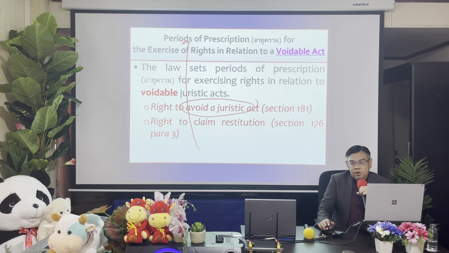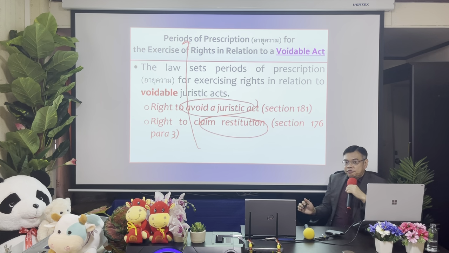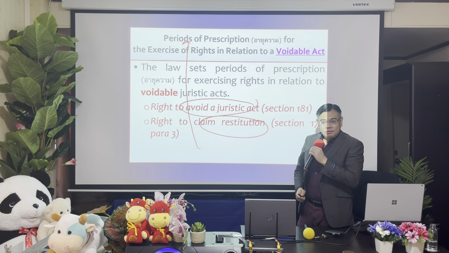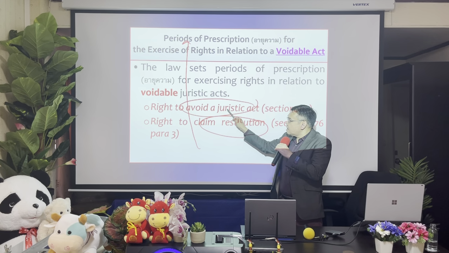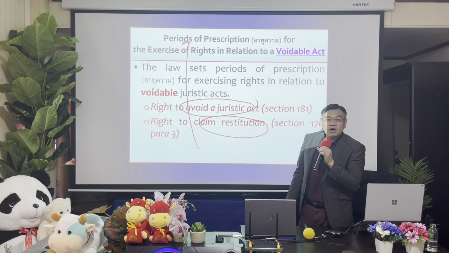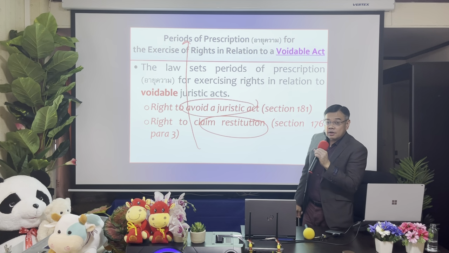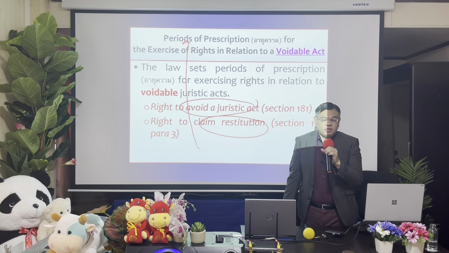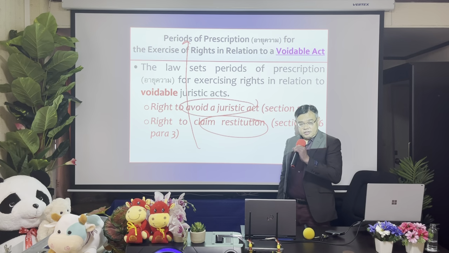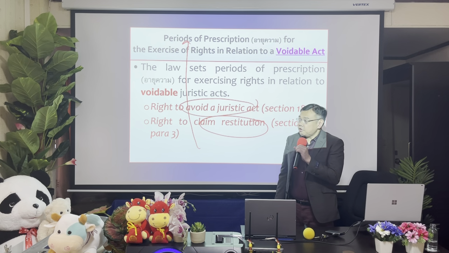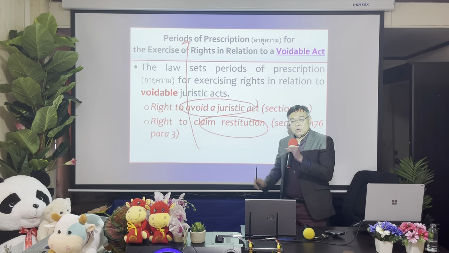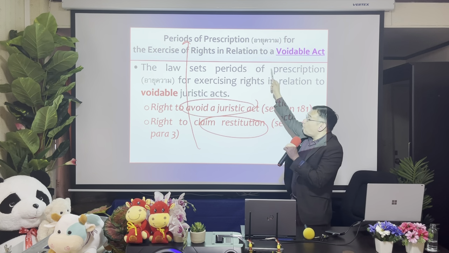the law also prescribes a period of prescription for claiming restitution. So there are two rights concerned in relation to a voidable act. The first right is the right to avoid the juristic act which is voidable. The second one is the right to claim restitution in the case of a voidable juristic act. In both cases, whether exercising the right to avoid the juristic act or claiming restitution, the law prescribes periods of prescription.